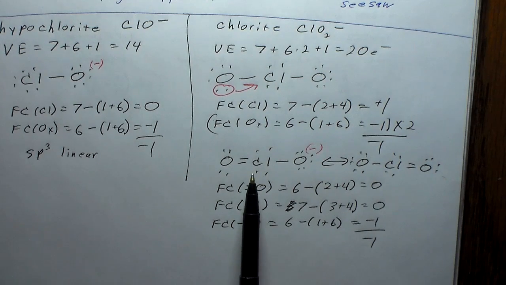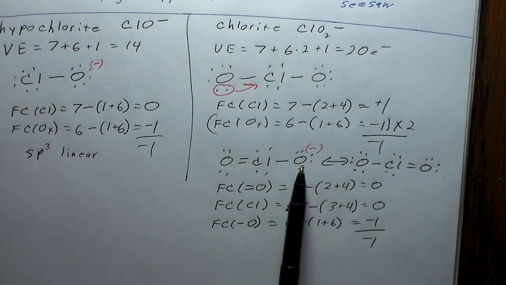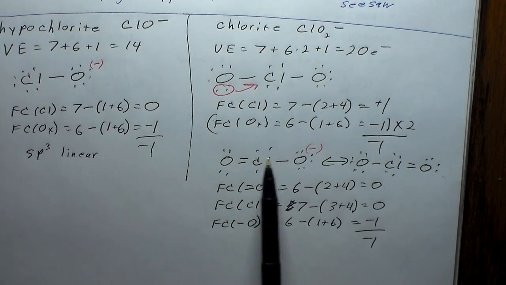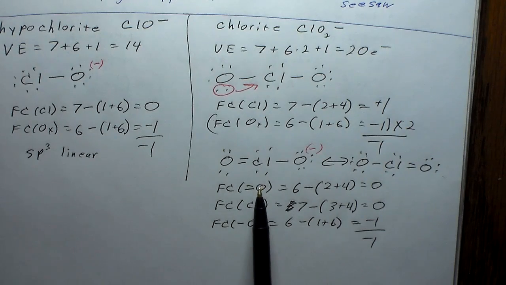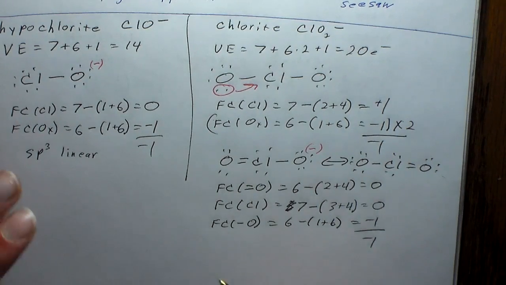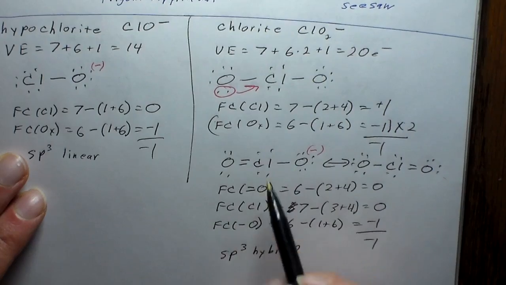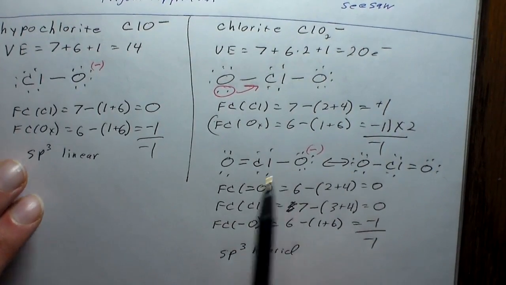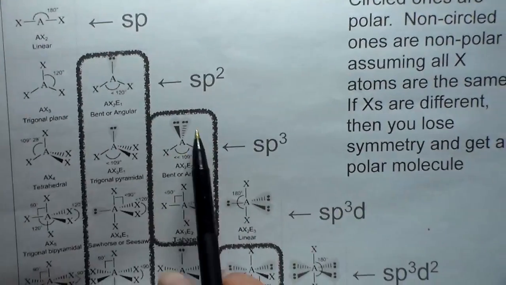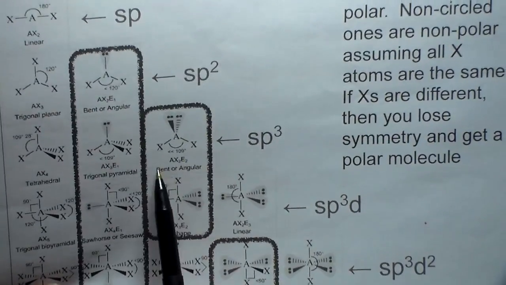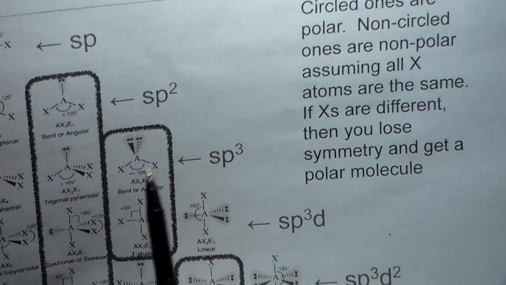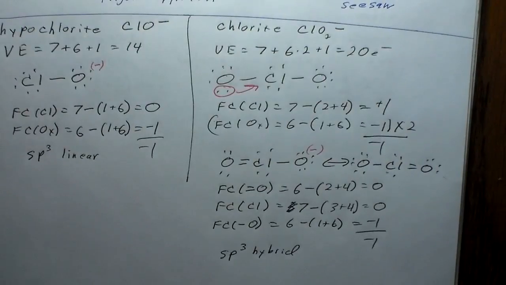Well, here, the chlorine has 2 things it's attached to, plus 2 more lone pairs. So this is going to be an sp3 hybridization. There's 1, 2, 3, 4. And then as for its shape, attached to 2 things with 2 lone pairs, this is going to be the bent or angular configuration. So this is going to look like a water molecule, shape-wise.